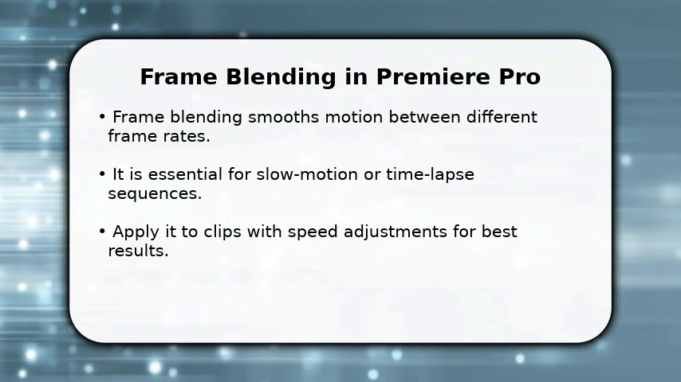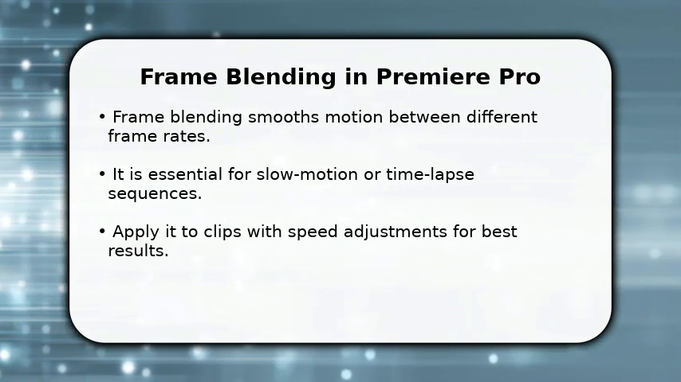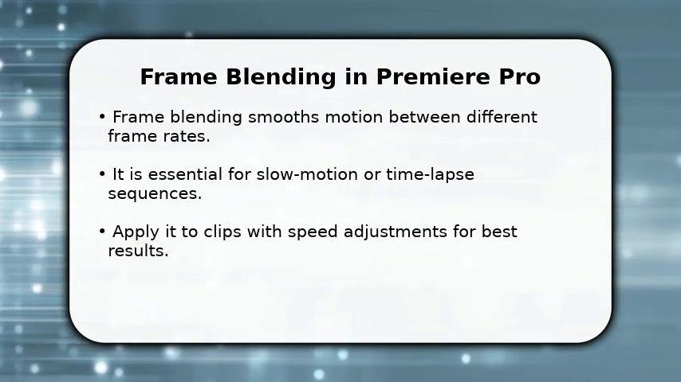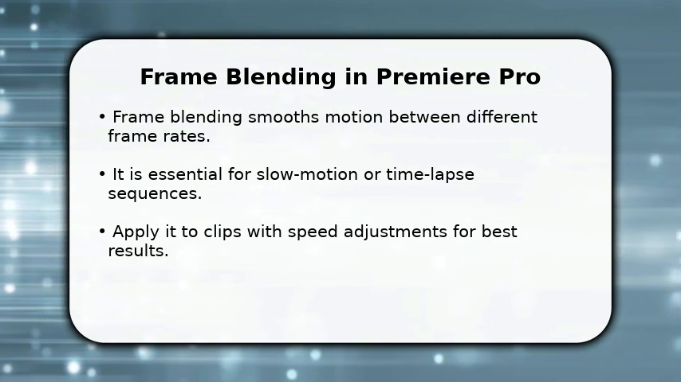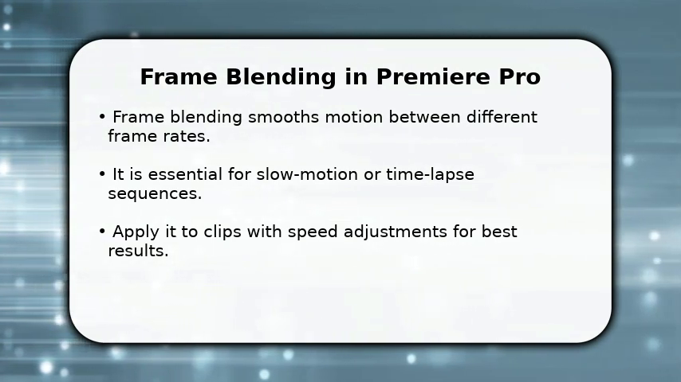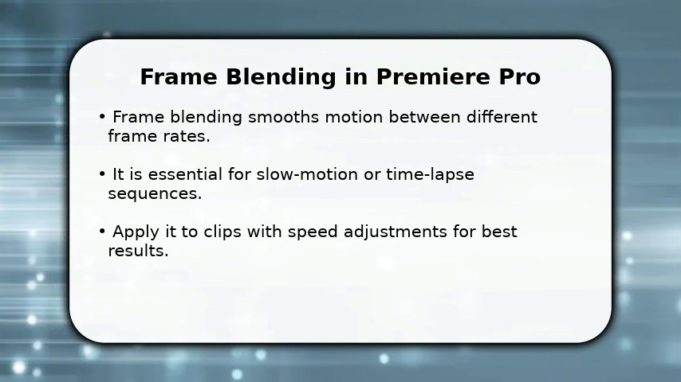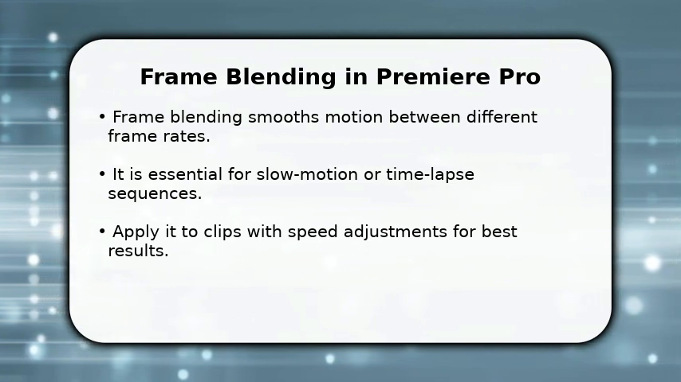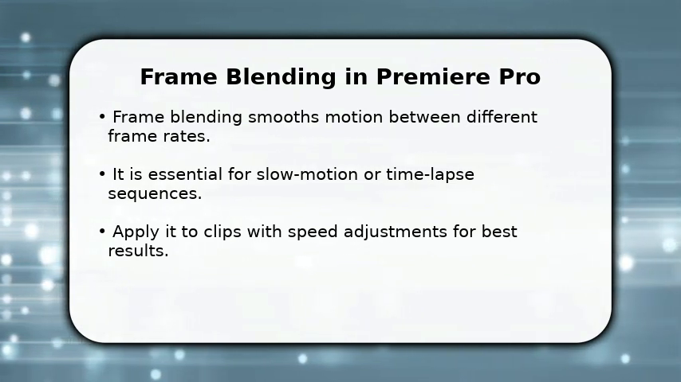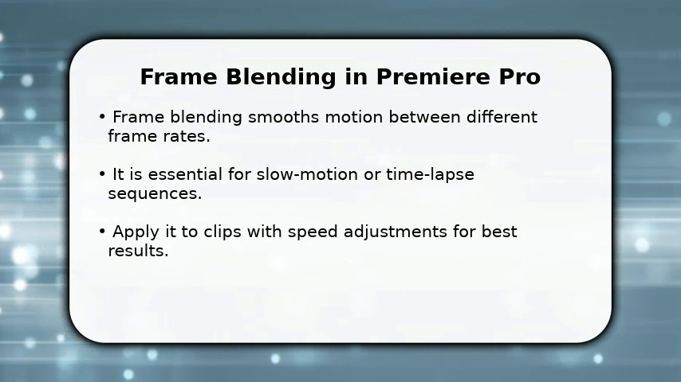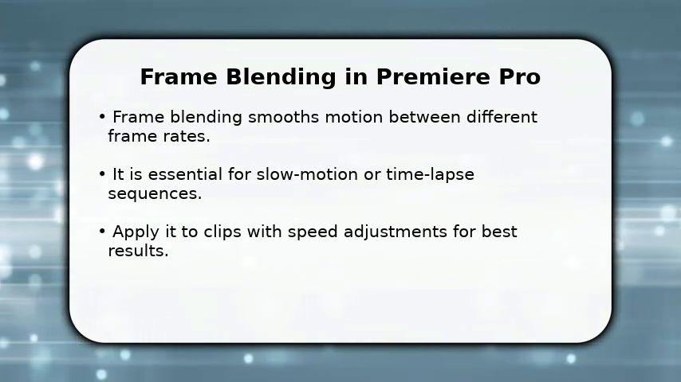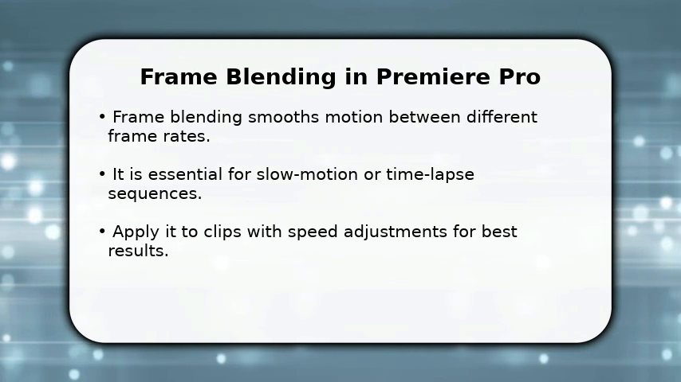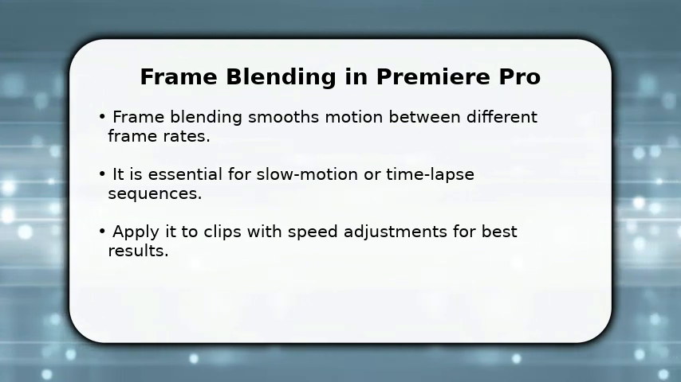First, locate your clip in the timeline that requires a speed adjustment. Right-click the clip and select Speed/Duration to open the dialog box. Adjust the speed percentage as needed, perhaps to 50% for slow motion. Then, ensure frame blending is checked within the same dialog box before clicking OK. This simple step will significantly enhance your video's visual flow.